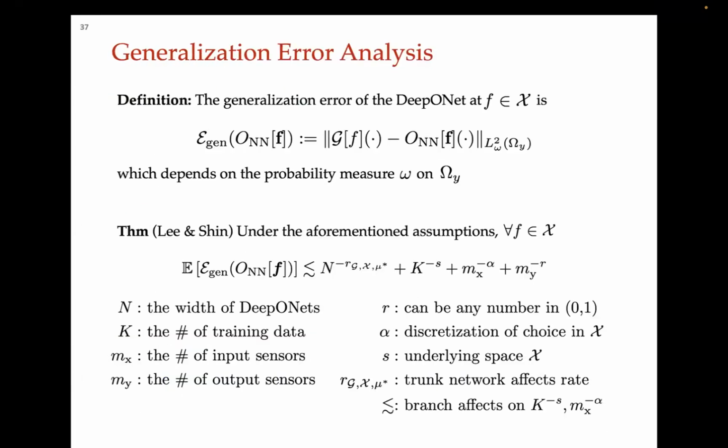Yeonjong, can you explain for the input for the branch why K and MX? MX is the number of sensors, which is a training data also, right? Or not? MX is the discretization of the F input. Right. Yes. So, for example, that would be like the projection error, or let's say the encoding error from the input.